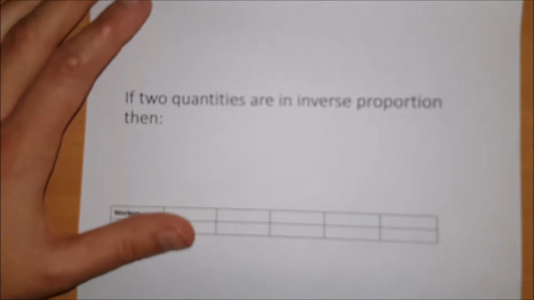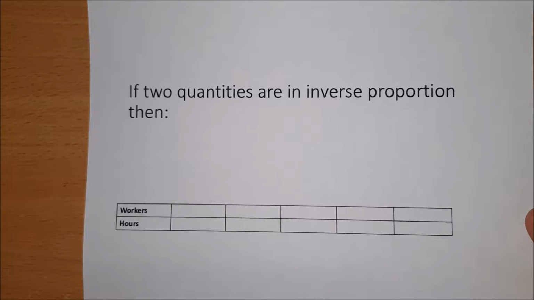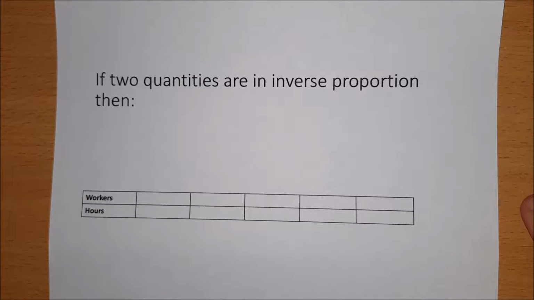So we've had a look at direct proportion, and that meant that when one thing increases, the other thing increases at the same rate. So if one thing doubled, then the other thing would have to double. Now, inverse just means the opposite. And what it means is, if one thing increases, then the other thing will actually decrease at the same rate. So if one thing doubled, the other thing would half.